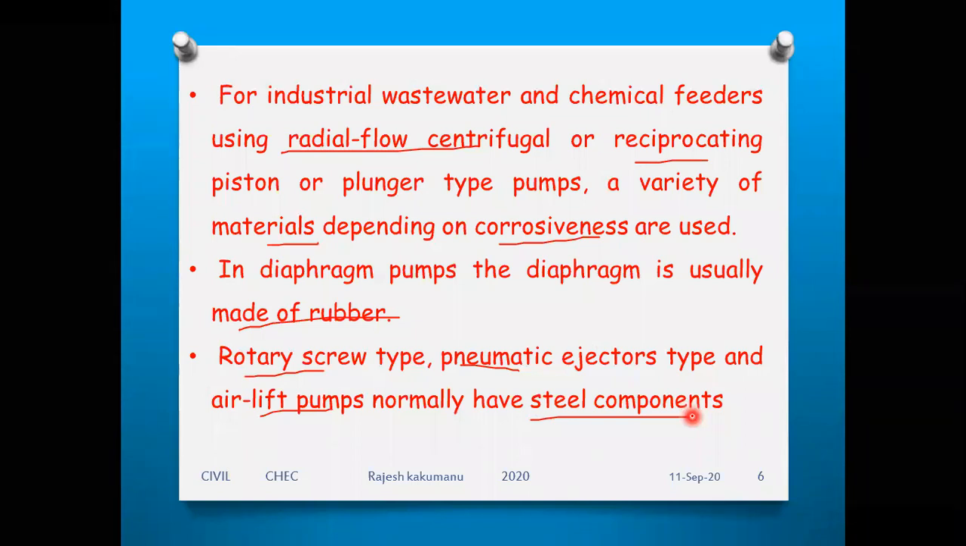For a cast iron pump, we use cast iron for the exterior casing. Inside, at the friction parts, where parts move and friction occurs, at those places we are using alloy steel materials or steel materials. Okay, right.